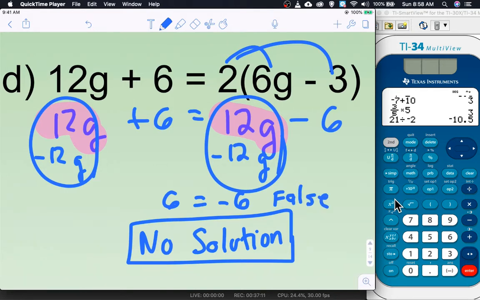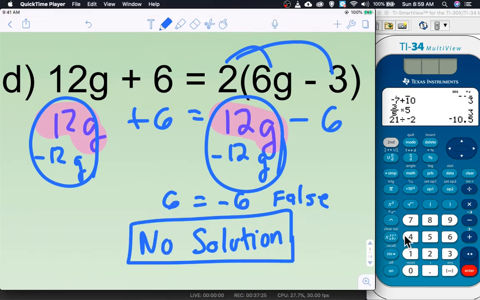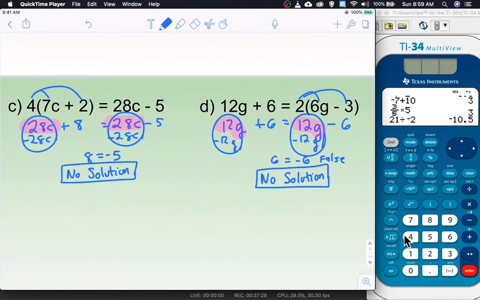But you can't put false as an answer. That's just to help you understand which of the solutions it is. Is it all real numbers or no solution? No solution because the resulting equation is not true, and it will never be true. It will never work. There's never going to be an answer. There. That was quite a bit quicker.